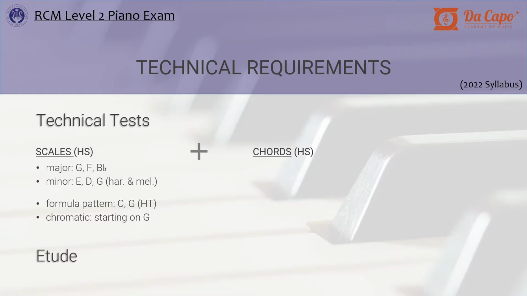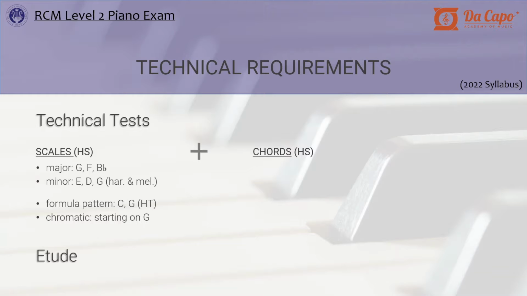So for the major scales, the G and F are the same. We did have them in the Level 1 exam. And the one addition here would be the B flat major scale. For the minor, we also did E and D in the previous level, but we did the natural and harmonic versions of these. So you're also going to have to learn the melodic version and also learn the G minor. So we have E, D, and G minor scales, harmonic and melodic versions.